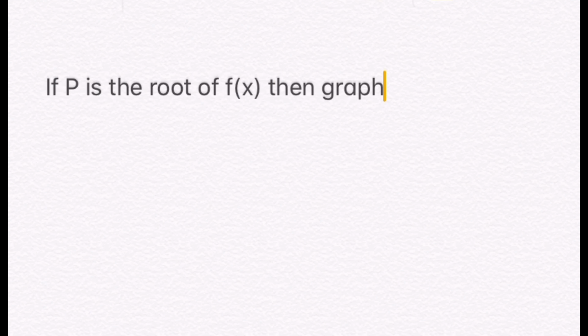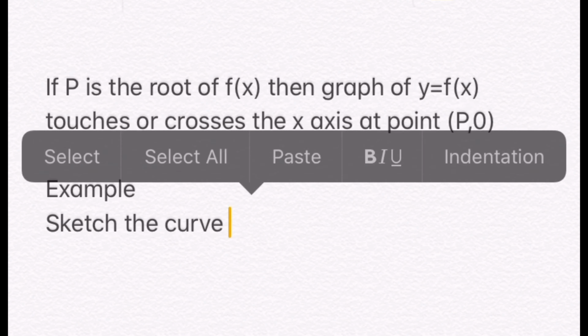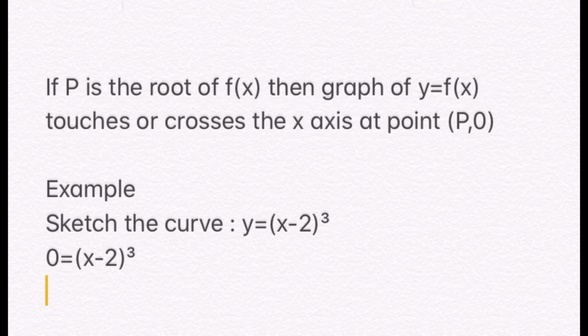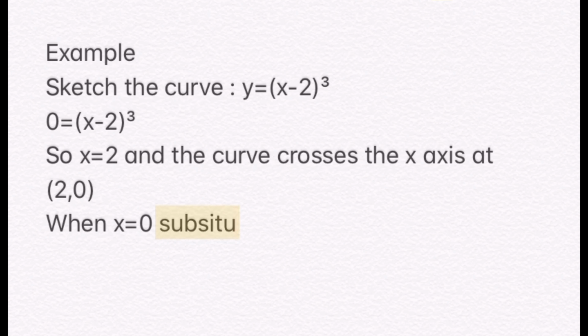And combined with the knowledge in Chapter 3, we get that the root of something is basically when y equals 0. So y equals f of x will touch or cross the x-axis at point (p, 0). Let us look at an example of this, in which we have to sketch the curve y equals (x minus 2) cubed. And we'll try to find the root of it, which is when y equals 0, and you get that x equals 2. You will substitute x equals 0 and you get that y equals negative 8.